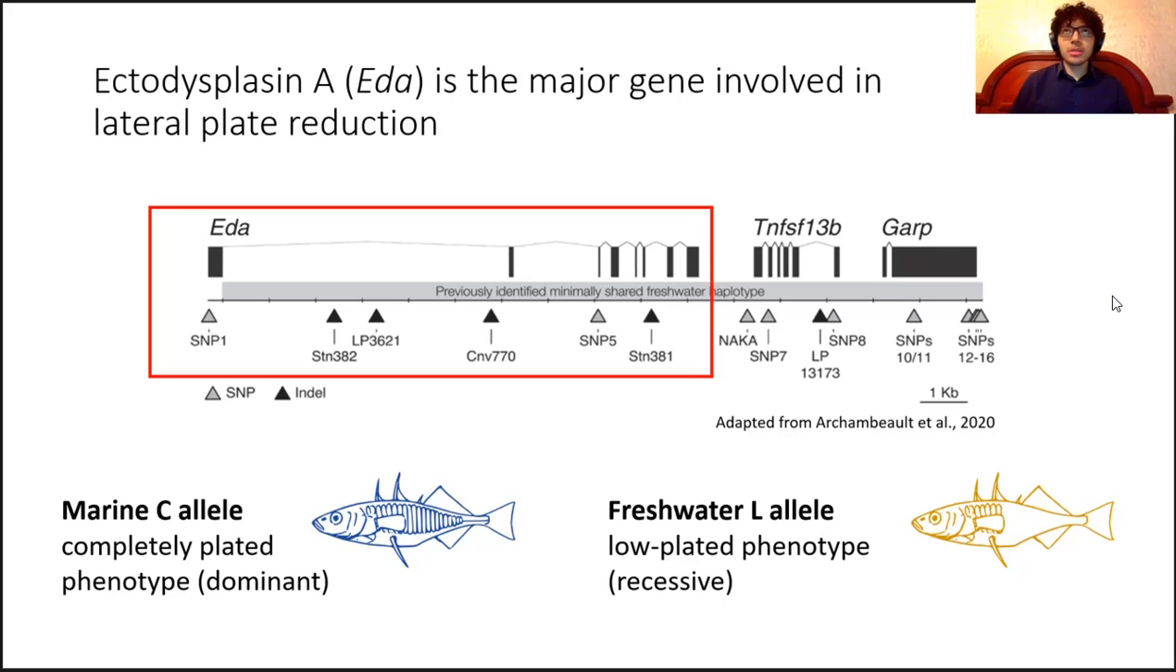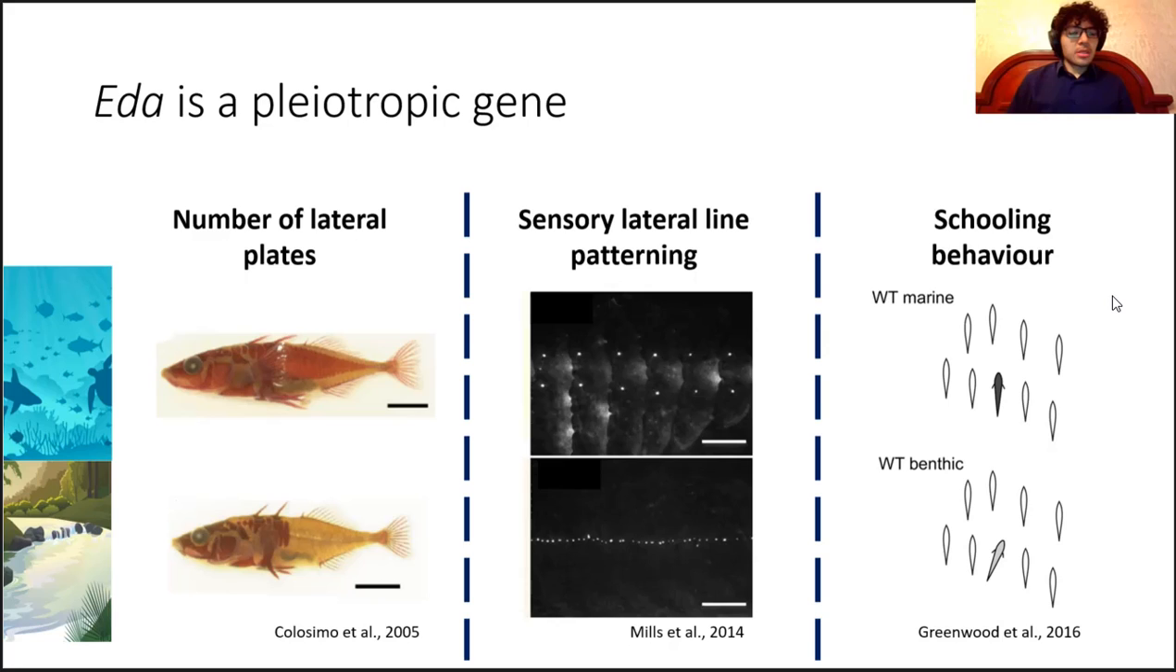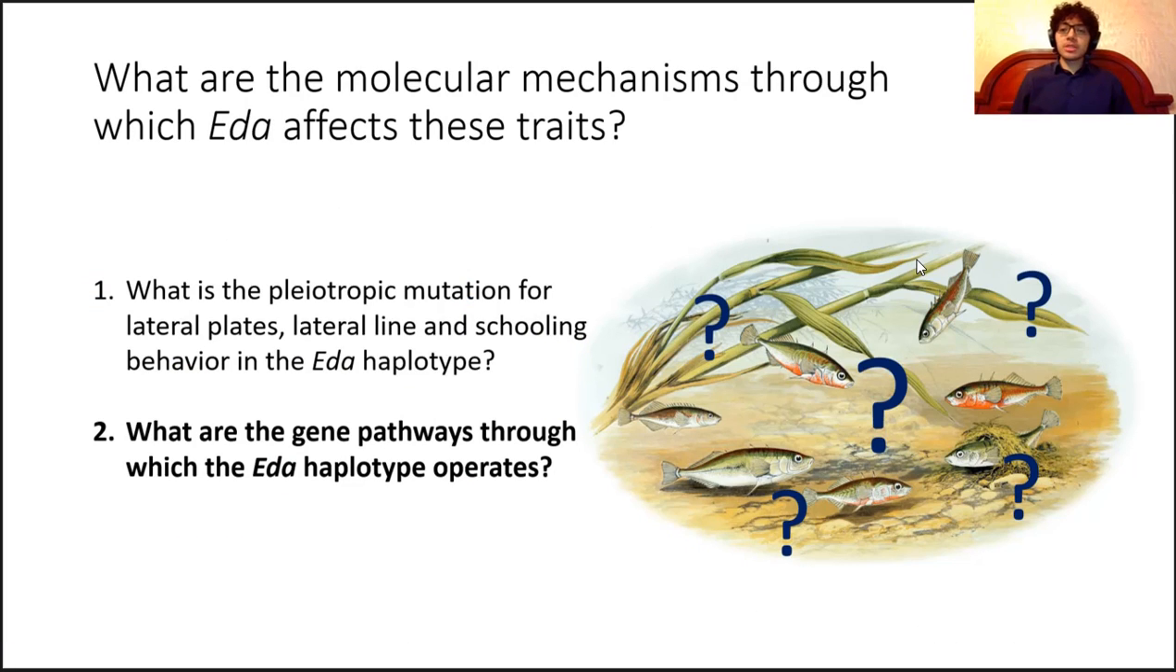And at least in the population I'm working with, the marine allele for complete plates is dominant over the freshwater allele for low-plated individuals. We also found recently that EDA is actually a pleiotropic gene, affecting also the sensory lateral line patterning and even schooling behavior. However, we still know very little on how EDA works to achieve these phenotypes.